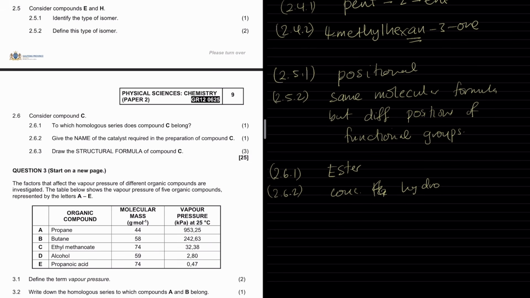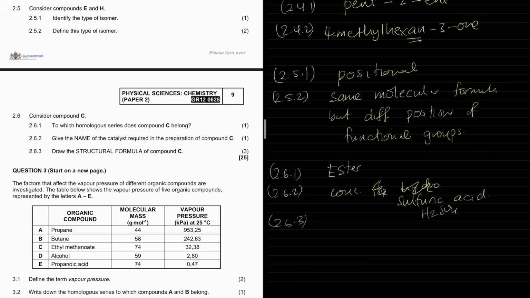Concentrated sulfuric acid, I think. Wait, just give me a second, let me think. You need concentrated sulfuric acid, not hydrochloric acid. H2SO4, sulfuric acid. Yeah. H2SO4. And 2.6.3, draw the structural formula of compound C.